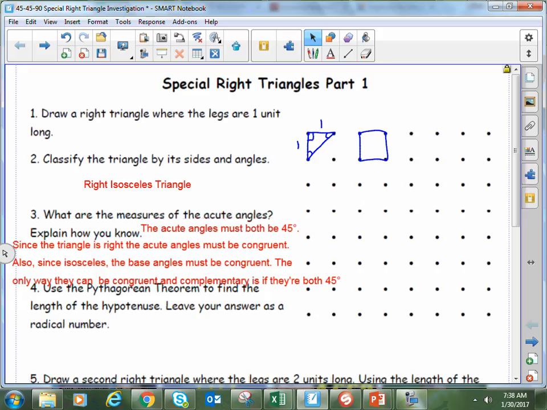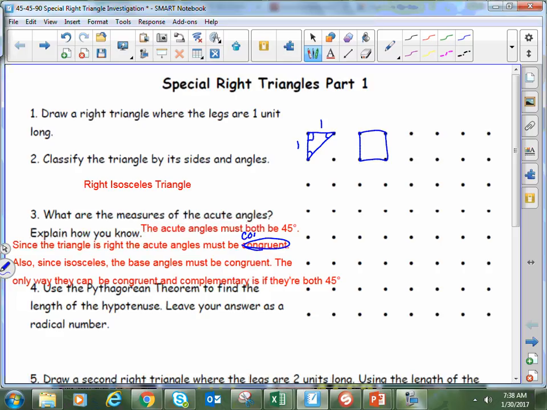So here's a typo right here. This should be complementary. And because it's also an isosceles triangle, the base angles have to be congruent to each other. And the only way they can both be congruent to each other and complementary is if they're both 45 degrees.